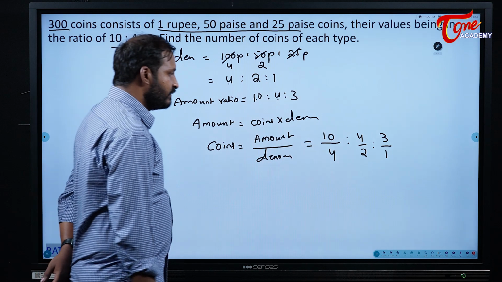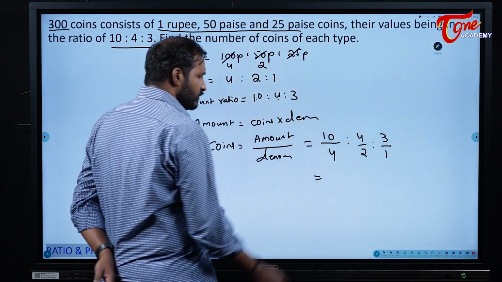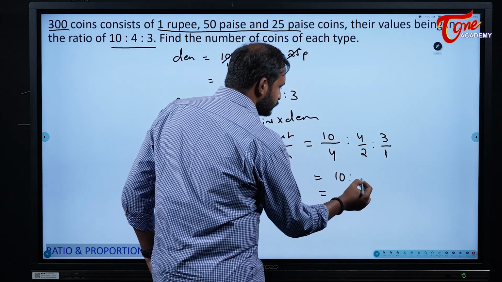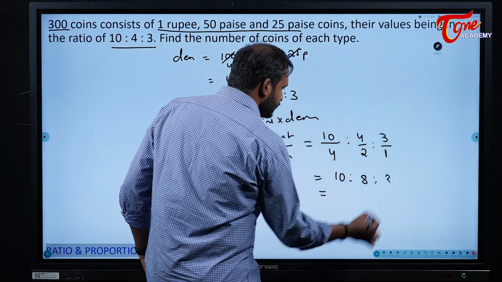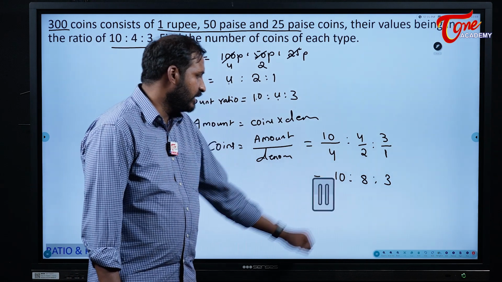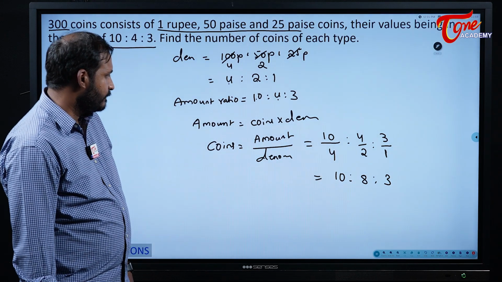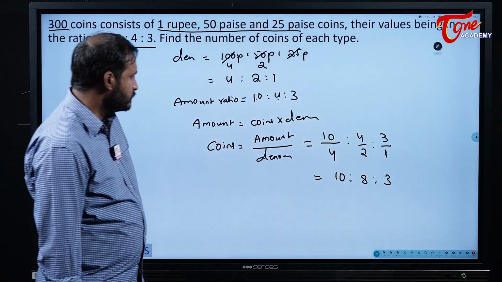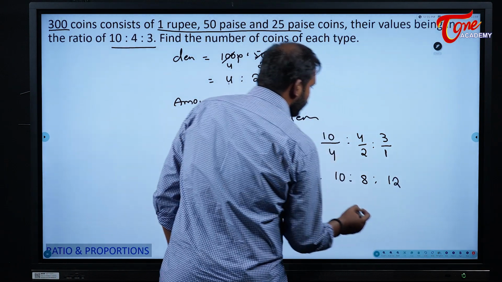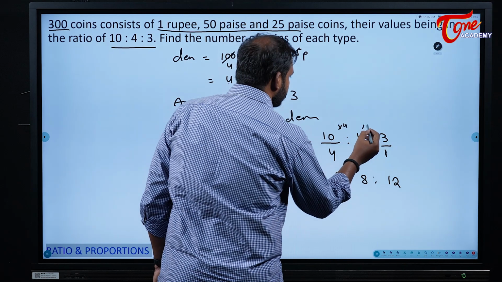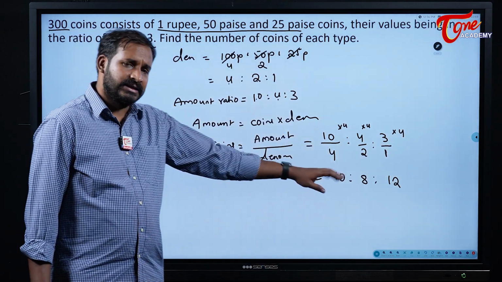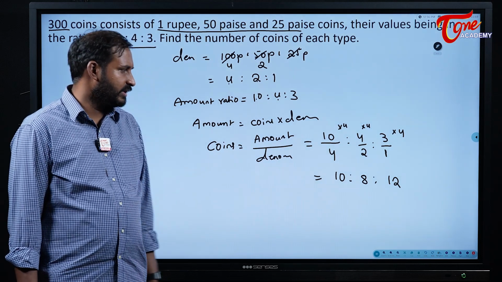Okay, if you cancel it, what you will get here? Or else do the LCM. Directly multiply everything with 4, what you will get here? 10 is to 8 is to 3. Not 3, 12. 10 is to 8 is to 12. I am multiplying this with 4, this with 4 and this with 4. Like this you can solve it, or if you want you can further simplify it. It doesn't matter for us.